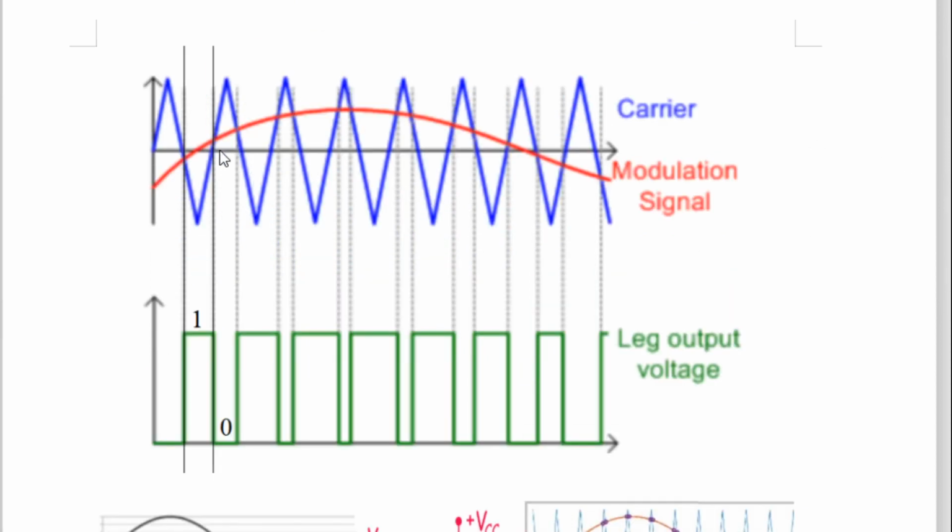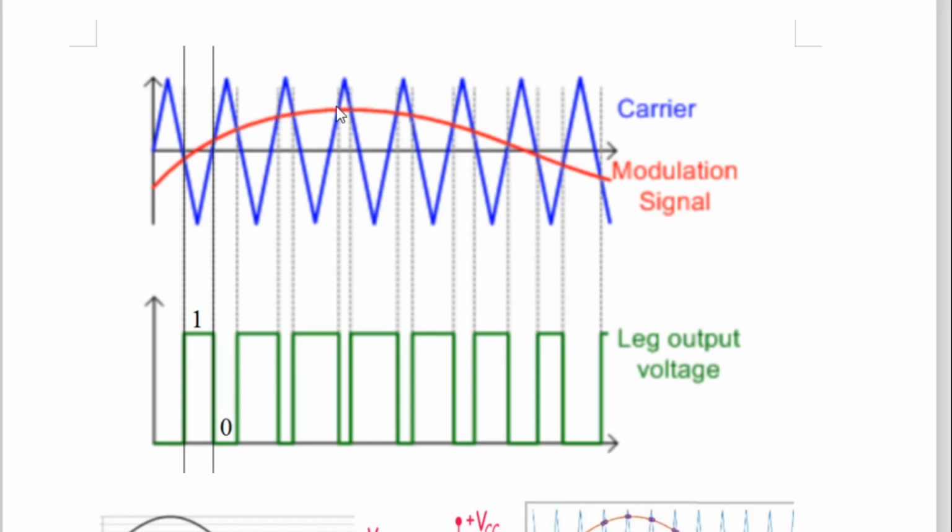If you go one step ahead, you will observe that from this point to this point, I have not drawn the line, but you can see another one. From this point to this point, the triangular wave is above the sine wave. This is the red line of the sine wave and the blue line is the triangular wave. It means the triangular wave voltage is greater for all these points, and therefore here the output is in logic 0. In this way you will get it at every point.